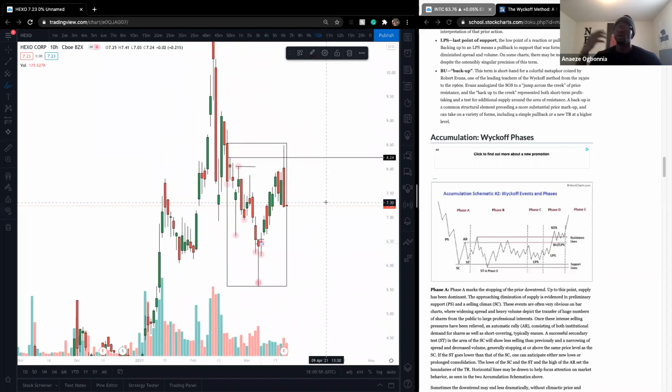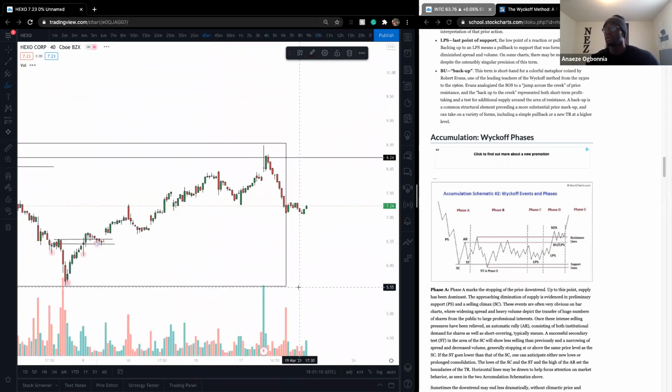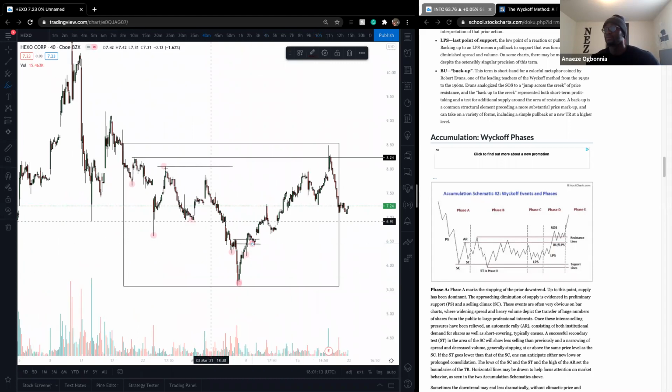So that's why you always want to change your time frames. When you start changing your time frames, you're going to start seeing better entries and more. If you go to the 40-minute, it's probably going to look a lot better. Like, this looks prettier, but it's still incomplete.